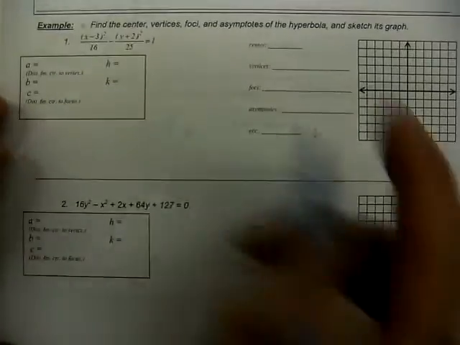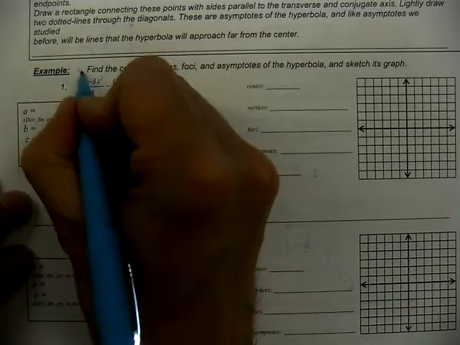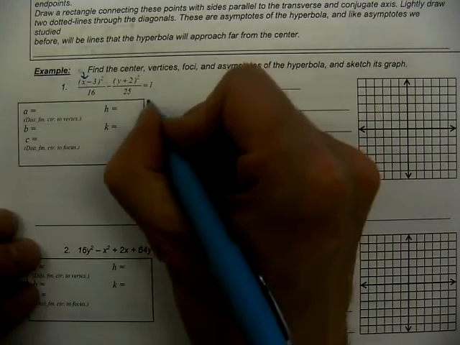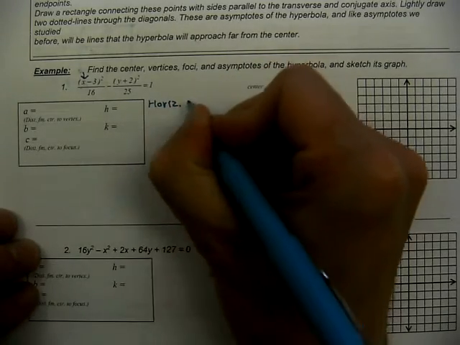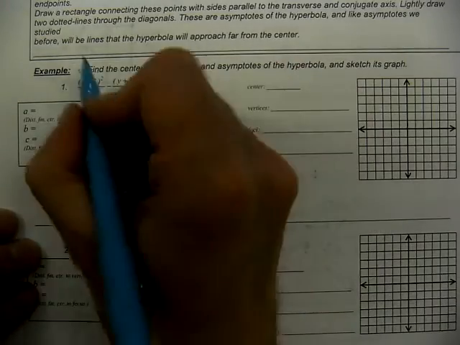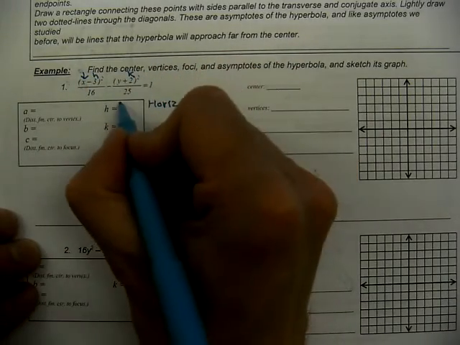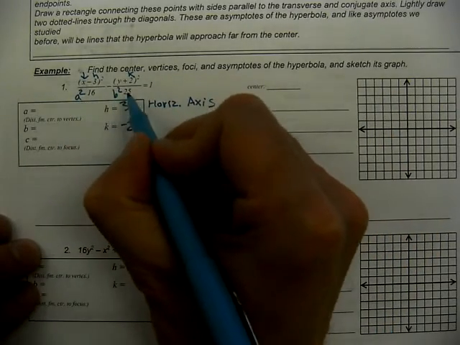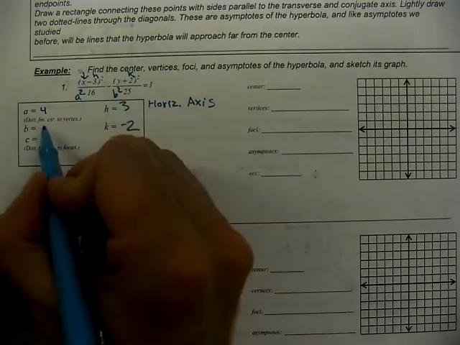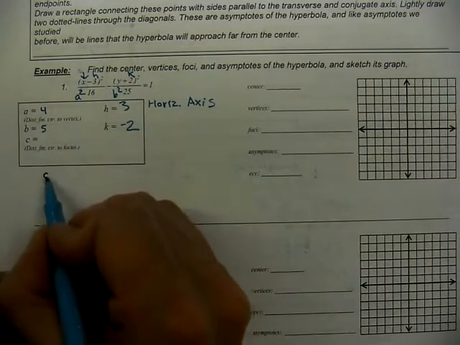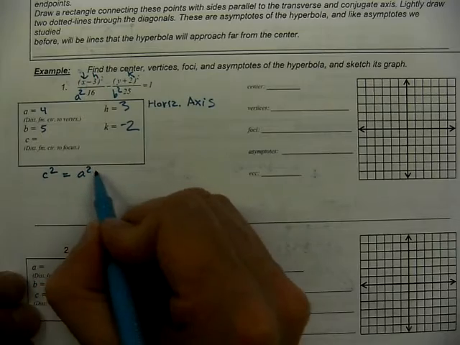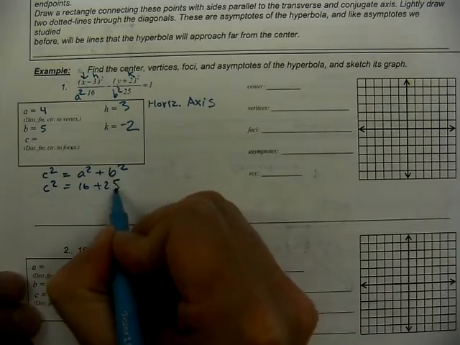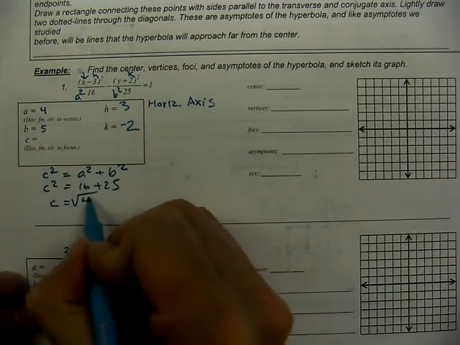All right, here's example number 1. I'm looking to see what letter is in front. I see the x, and that means I'm thinking of the x-axis, which is horizontal. Therefore, this is also a horizontal transverse axis. Here's my h and my k, so positive 3 and negative 2. Remember, the a squared is always in front, the b squared is always in back, so that means a is 4 and b is 5. So let's use the Pythagorean theorem here to find the c. a squared plus b squared this time. So 16 and 25. So c is root 41.